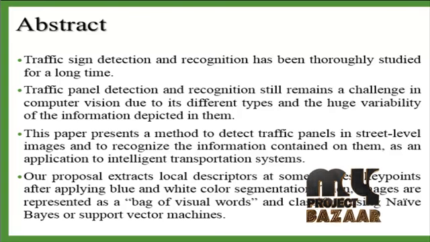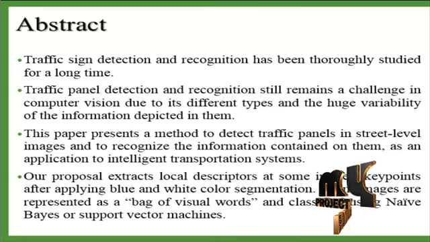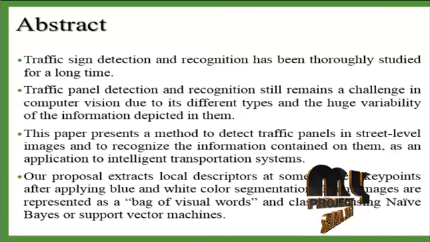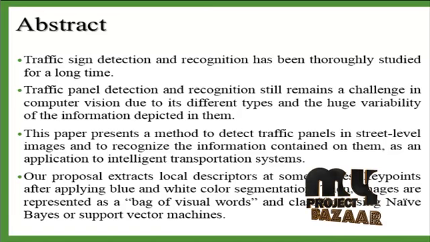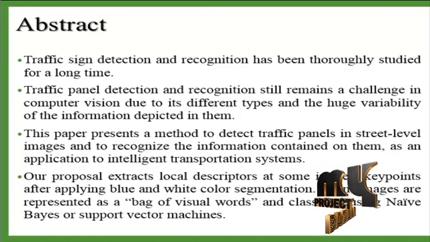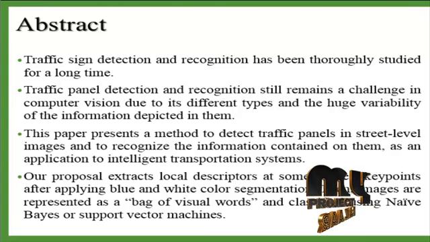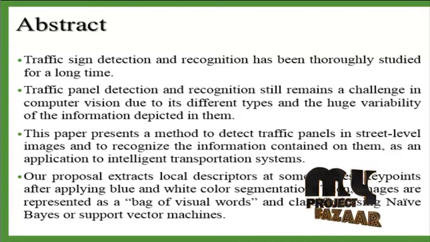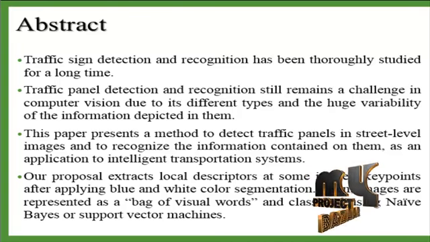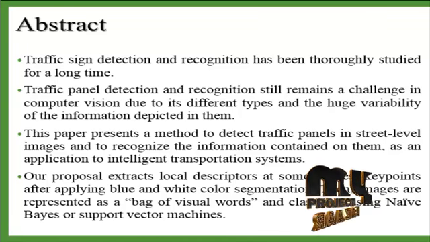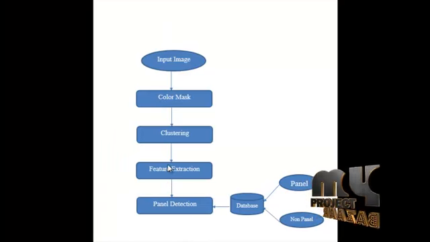After clustering the images, it passes to the feature extraction technique. In feature extraction, we calculate the color histogram. Based on the color histogram, we classify the images. For the classification, we have used the SVM classifier. The SVM classifier will predict the index for the panel images. Based on the prediction, we detect the panel in the street view images. This is the flow of our process.